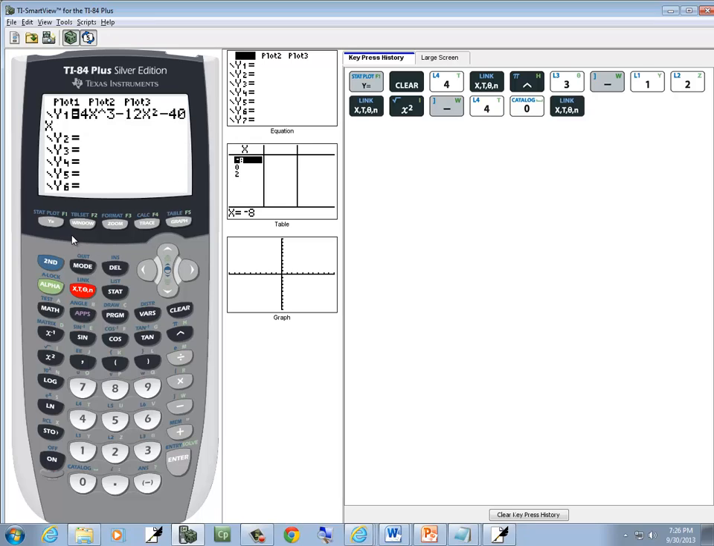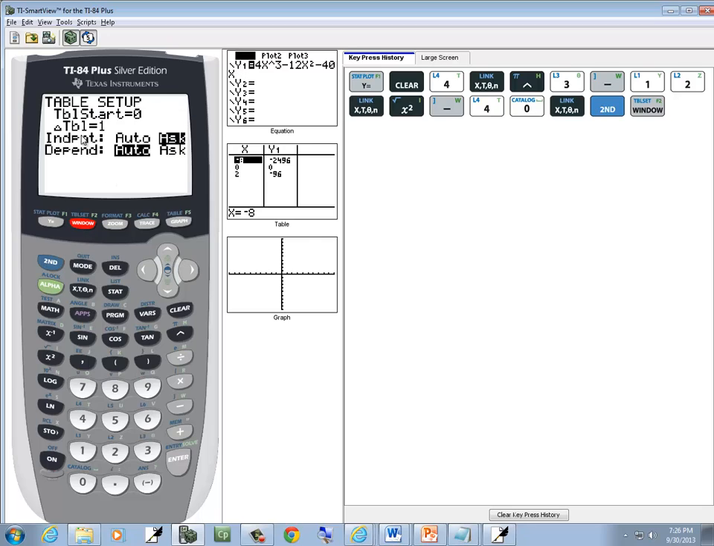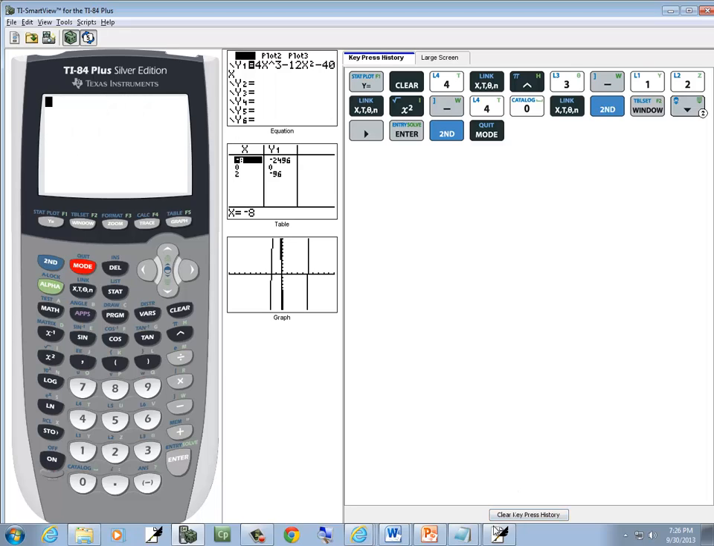Okay, now you want to set up your calculator for table mode if it isn't already set up. So you do second window, and you go down to the line that says independent, and you want that to say ask. So right arrow, put your flashing cursor on the ask. If it isn't already highlighted, press enter one time, and then you should see the highlighting on the ask. And then you do a second mode to exit out. Okay, so now we're ready for our table.